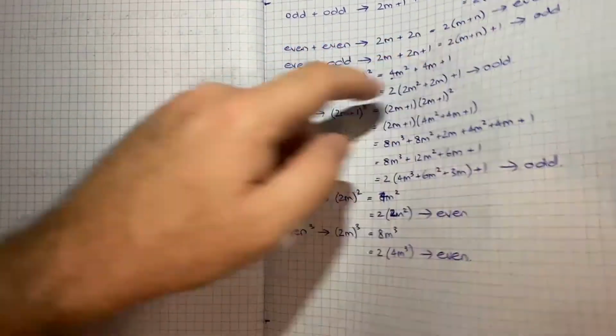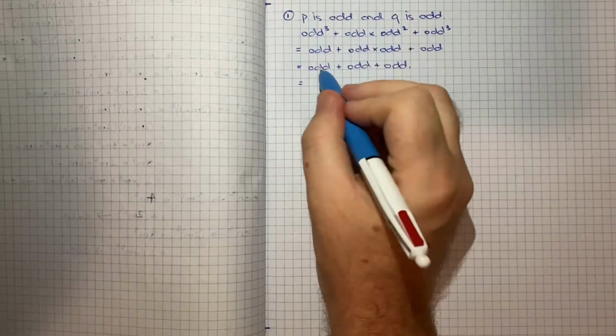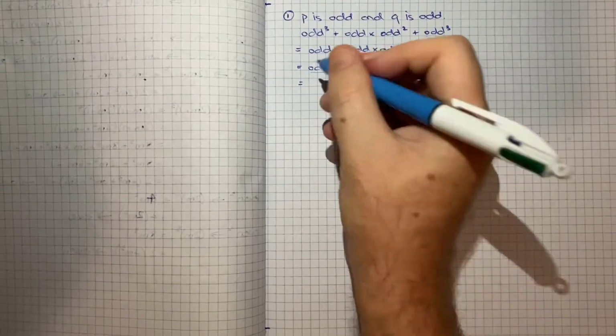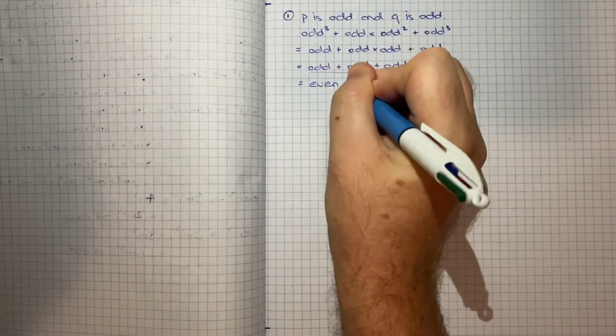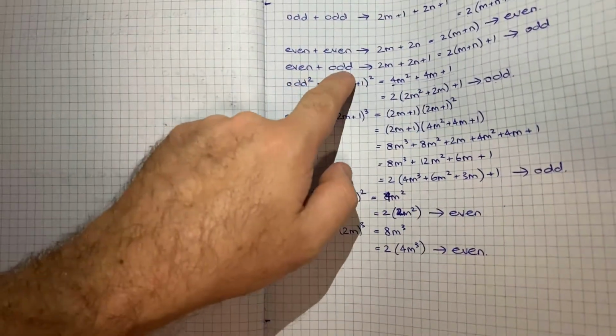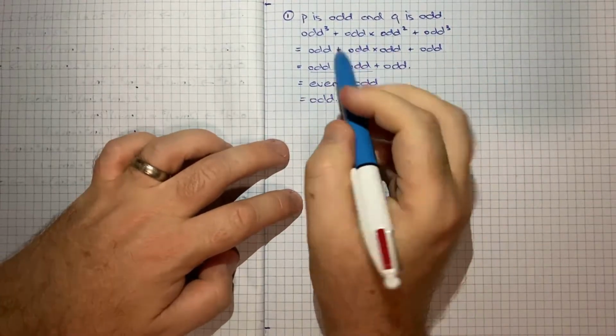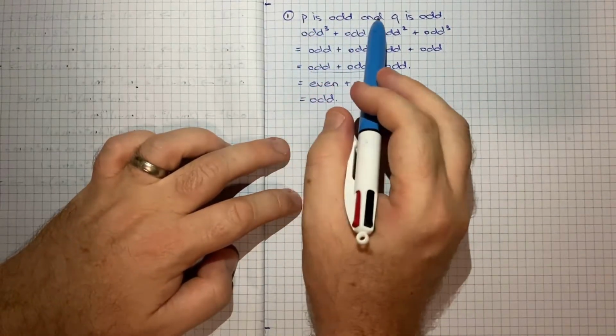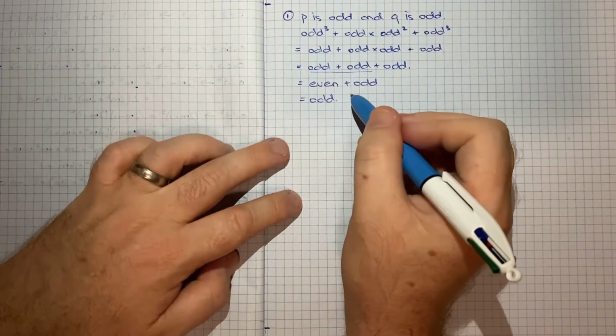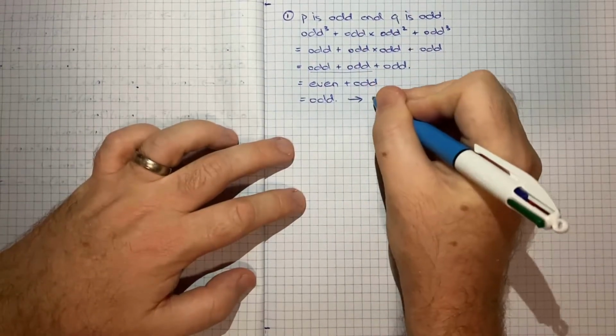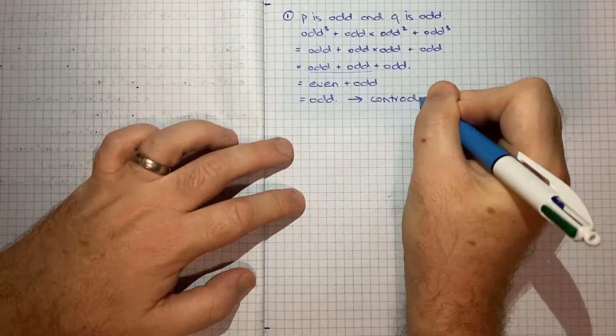An odd number plus an odd number is even. So if I just think about these two odds, if I add them first, I'd get an even plus an odd. And then an even number plus an odd number is odd. So the total result of our left-hand side when P is odd and Q is odd is an odd number, and that's our first contradiction.